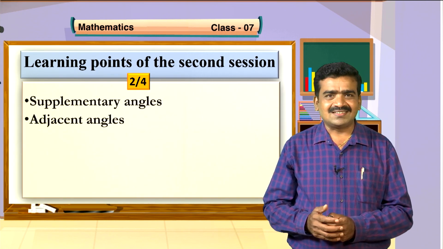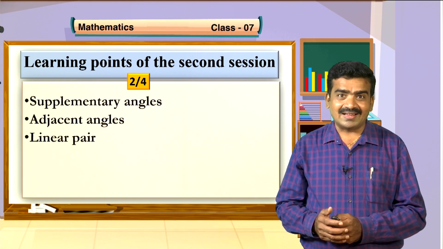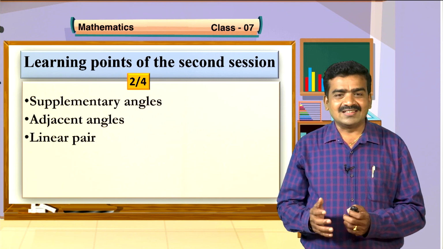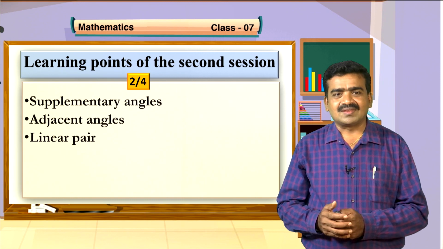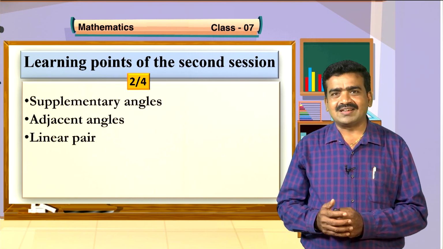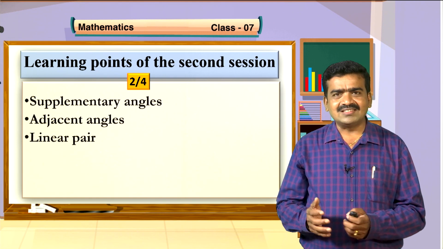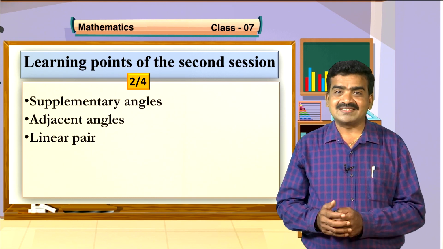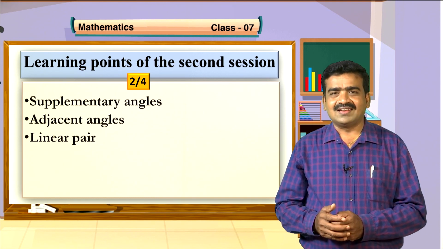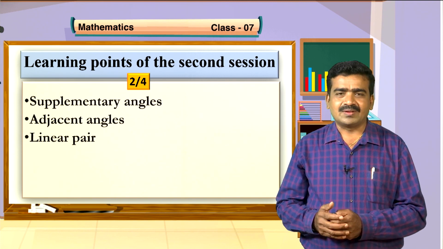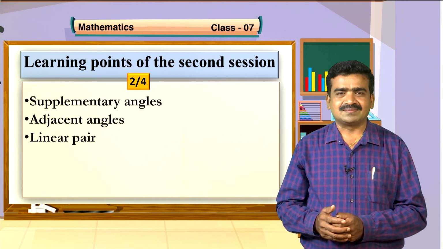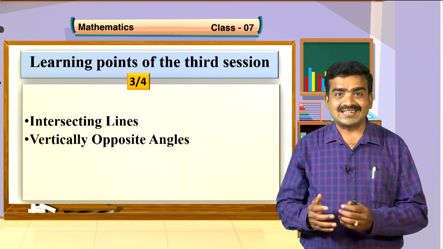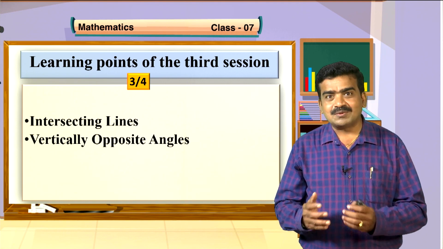In the second session, you have learnt about supplementary angles and problems based on supplementary angles. And also, you have understood that adjacent angles have a common vertex and a common side. And also, you have solved many problems based on adjacent angles. And at the end of the second session, you have learnt about linear pair and you have solved problems on linear pair. Now, today you are going to learn about intersecting lines and vertically opposite angles.